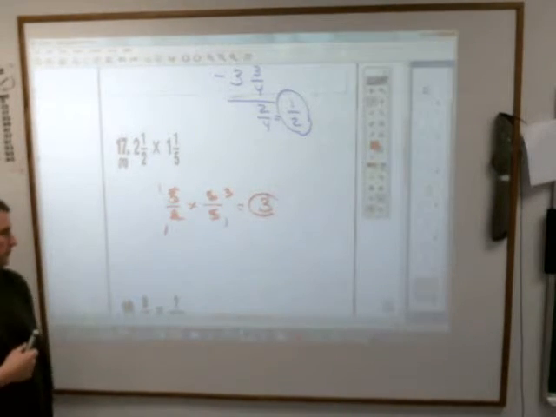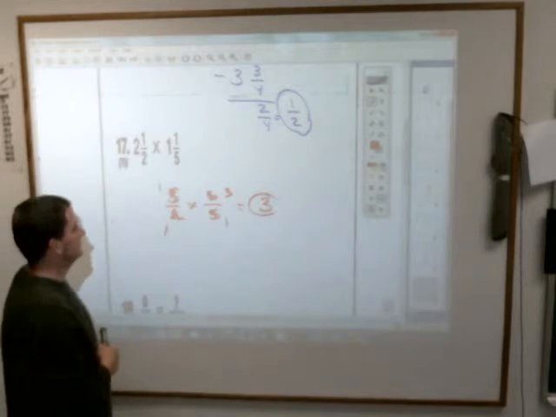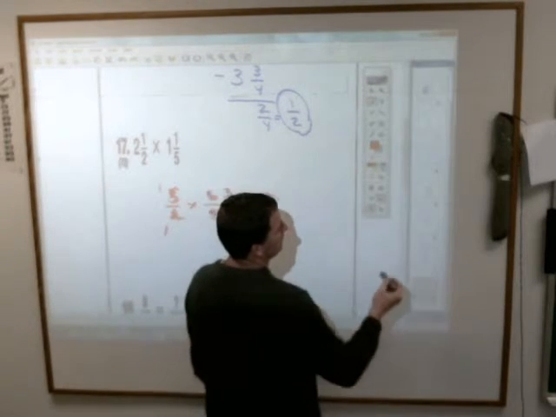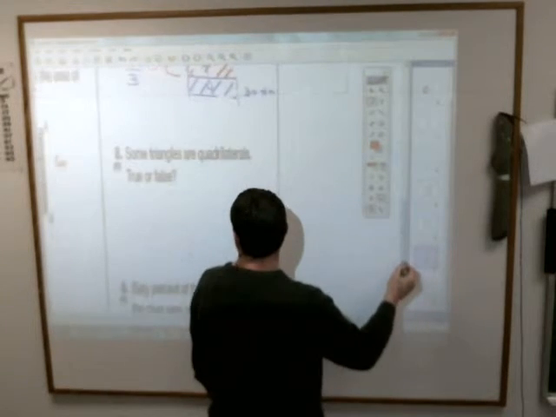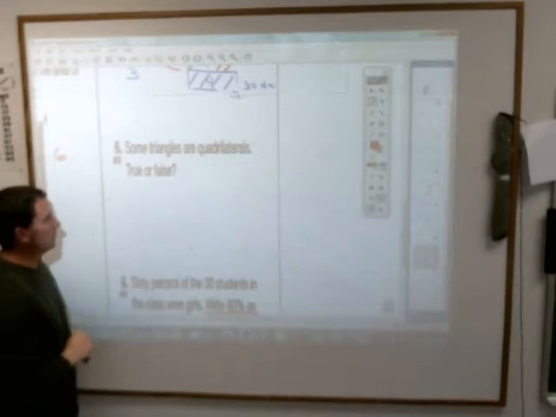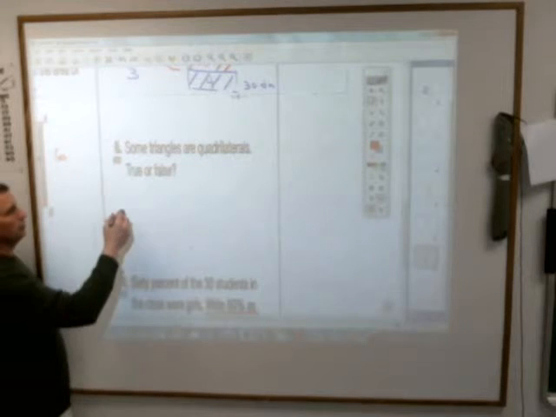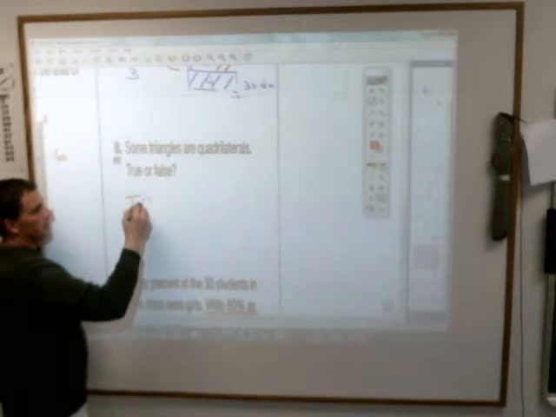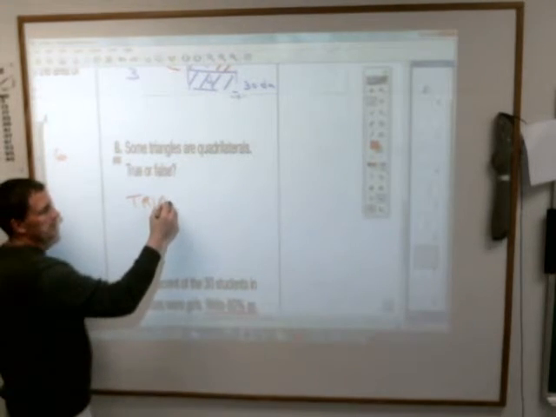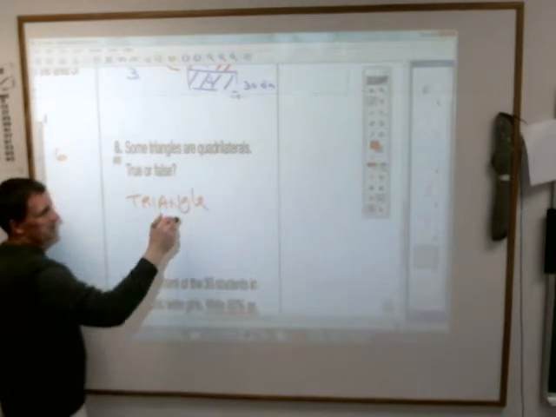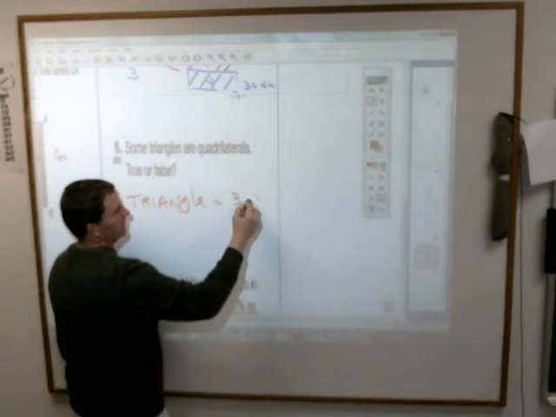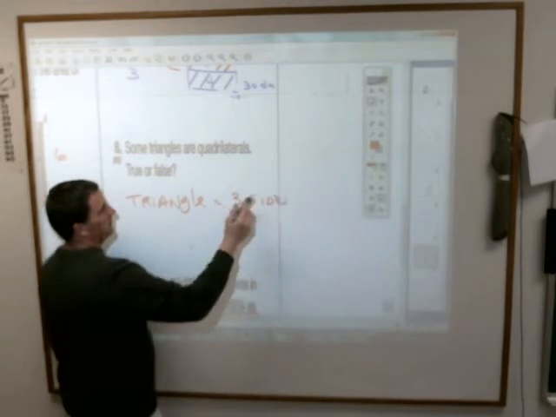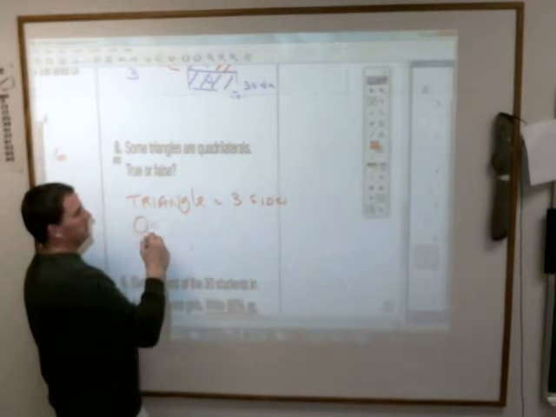Grace, I don't understand. Who? 8. Some triangles are quadrilateral, true or false. Well, Grace, the first thing you have to do is make the exact definition of what is a triangle. 3 sides. And then the next thing you'd have to say is what is a quadrilateral, Grace?